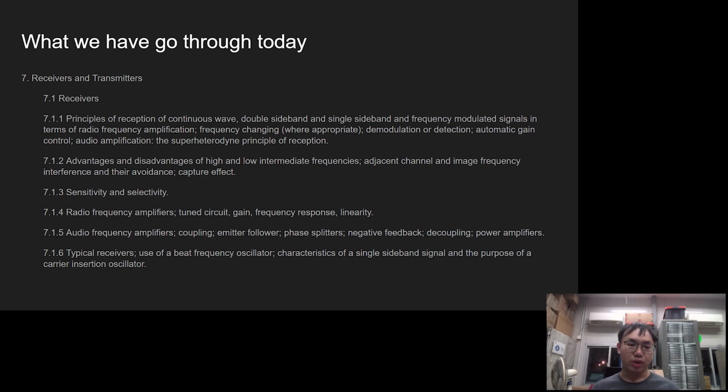So what have we gone through today? Finally, in these 2 lessons, or even 3 lessons, we have talked about the receivers. We have talked about the advantages and adjacent channel, image frequency, interference, and the capture effect, and sensitivity and selectivity, amplifiers.